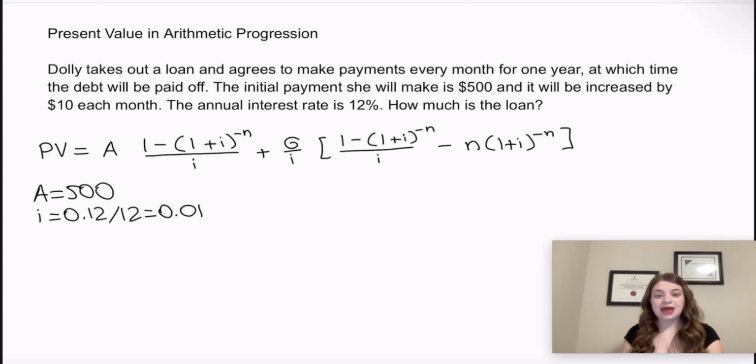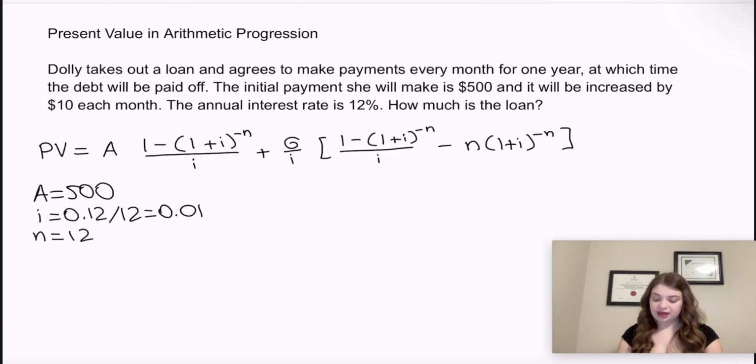Next, we have n, which is going to give us the number of compounding periods. It says that she's going to pay this every month for 1 year, right? So every month for a year, that means there's 12 payments she's going to make and 12 compounding periods. So therefore, n is equal to 12 for that reason.